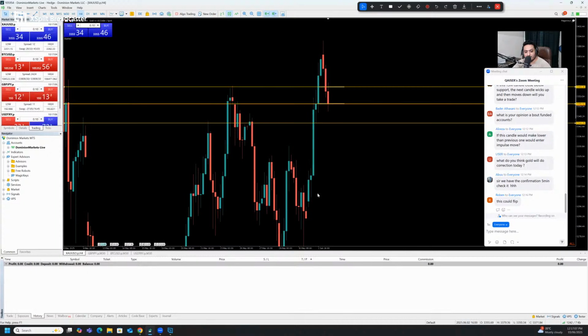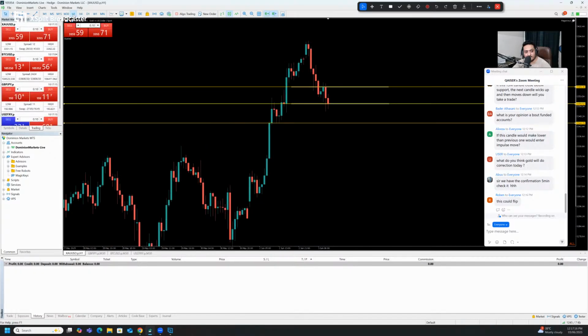Look at these H4, 1 2 3 4 5 6 H4 candles just continuously pushing to the upside. It even broke above the resistance area on the left-hand side. Now it's retracing on the higher time frame. The higher time frame is still bullish, to be honest.